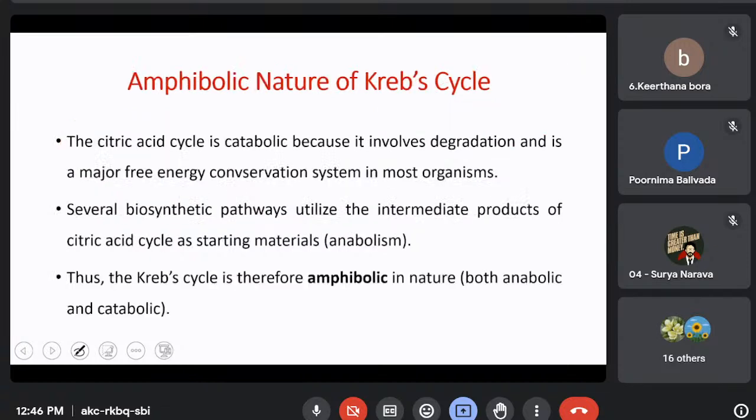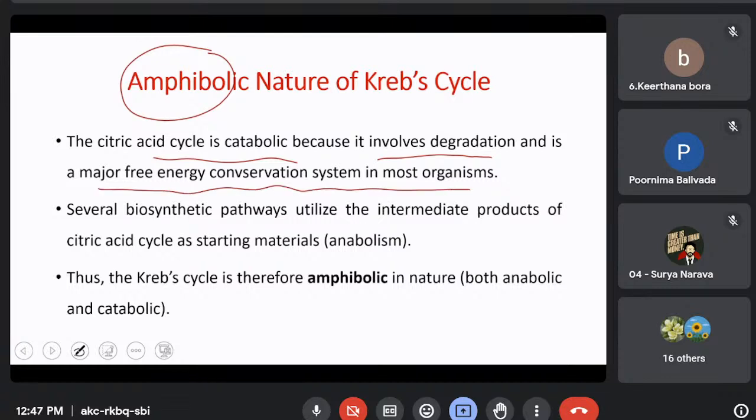Okay, and Krebs cycle is called an amphibolic pathway. Why is it so? The citric acid cycle is catabolic because it involves degradation, isn't it? It involves degradation and is a major free energy conservation system in most organisms. So here, citric acid is broken down to produce a number of products, isn't it? Hence, it is a catabolic process. And during this, carbon dioxide is released and hydrogen ions are removed.